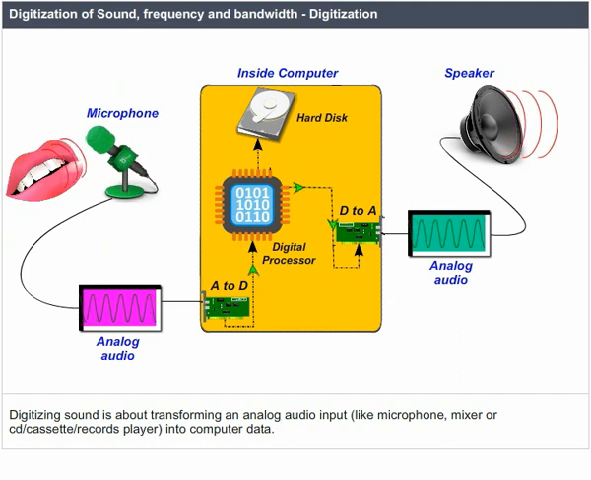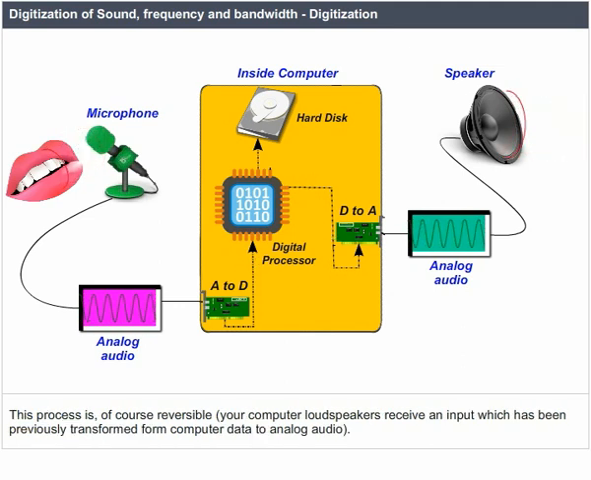Digitizing sound is about transforming an analog audio input, like microphone, mixer, or CD cassette record player, into computer data. This process is of course reversible. Your computer loudspeakers receive an input which has been previously transformed from computer data to analog audio.